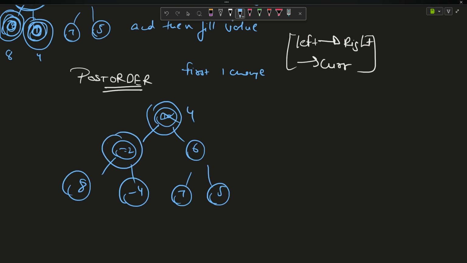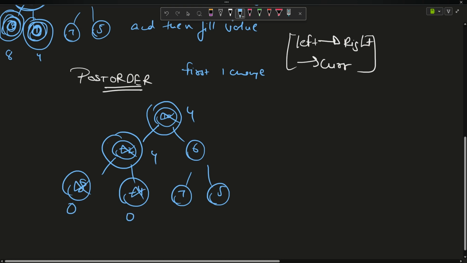Moving towards minus 2. Minus 2 will also change value. 8 minus 4 is 4. Going towards 8. 8 will go to 0. Minus 4 will convert to 0. Moving towards 6. 6 will convert to 7 plus 5. That is 12. 7 will convert to 0. 5 will convert to 0.